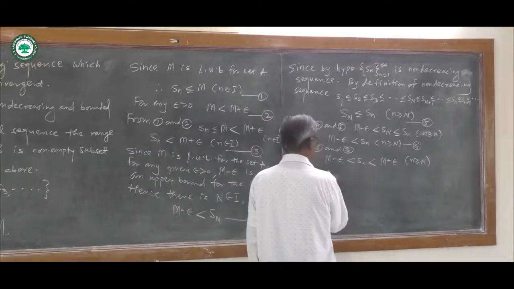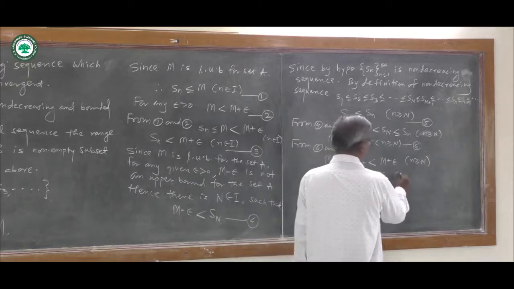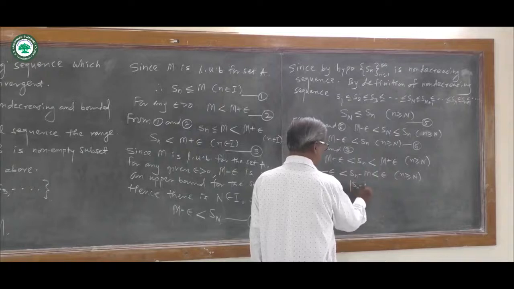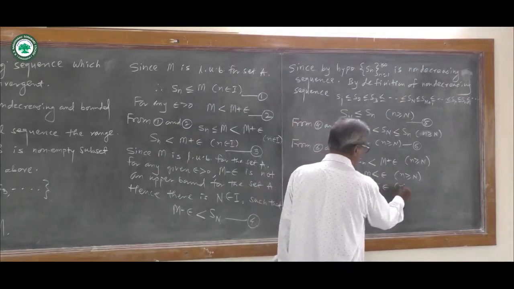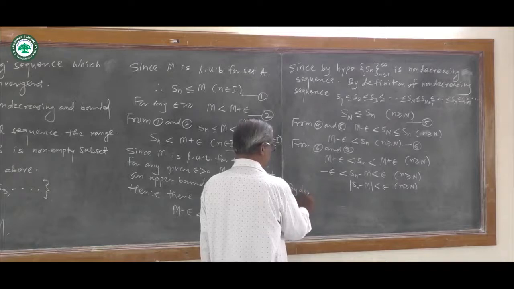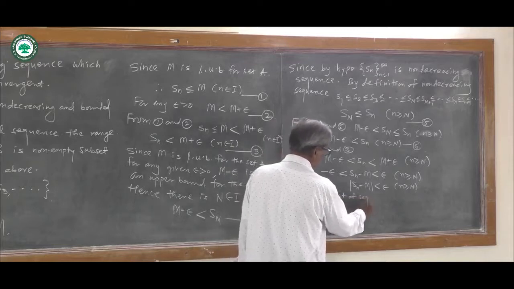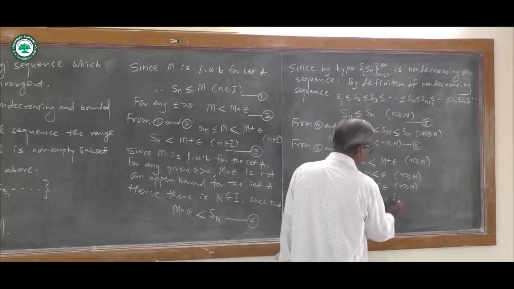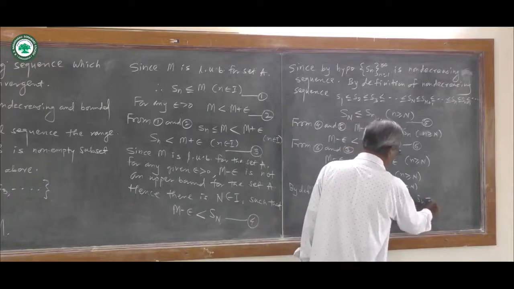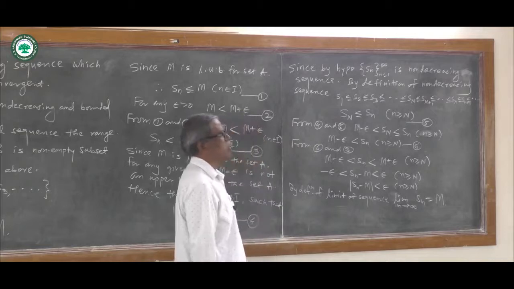Subtracting capital M, we obtain minus epsilon less than Sn minus M, less than epsilon for all small n greater than or equal to capital N. By properties of modulus, we write modulus of Sn minus capital M is less than epsilon for all n greater than or equal to capital N. By definition of limit of sequence, limit n tends to infinity of Sn is equal to capital M. That is, capital M is the limit of sequence Sn.